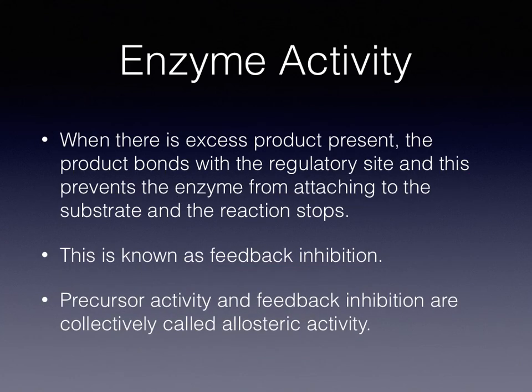When there is excess product present, the product bonds with the regulatory site, and this prevents the enzyme from attaching to the substrate, and the reaction stops. This is known as feedback inhibition. Precursor activity and feedback inhibition are collectively called allosteric activity.